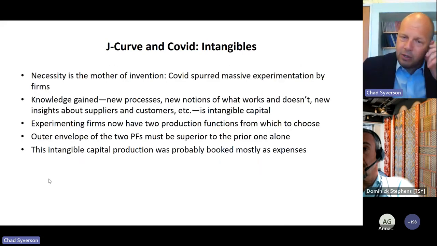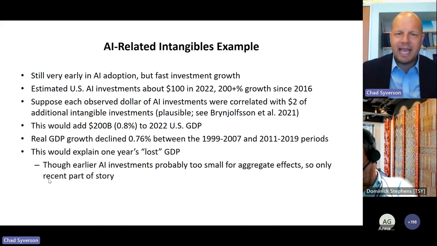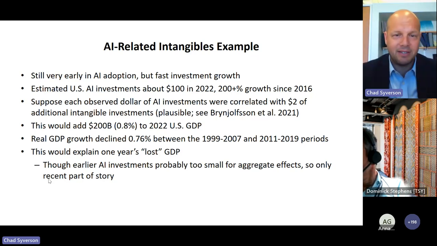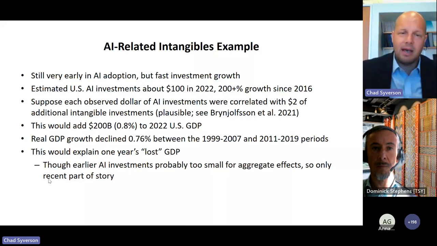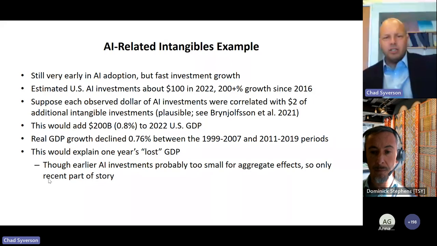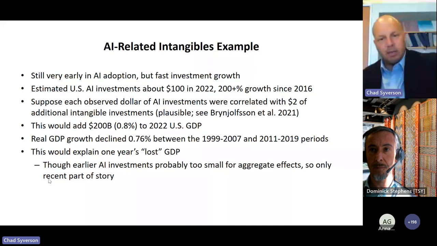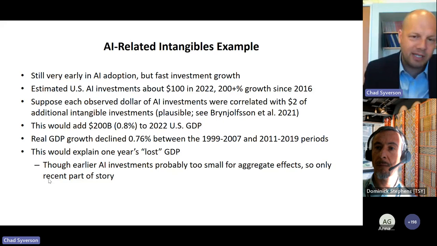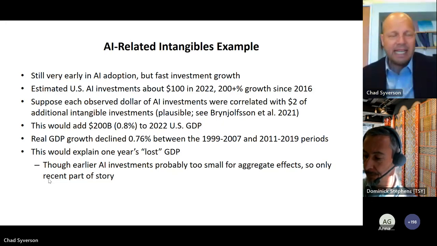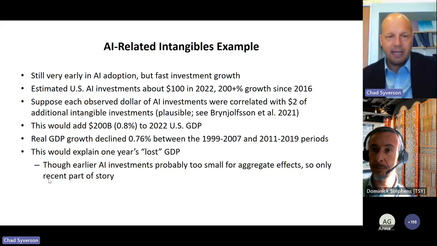Is it possible? Well, if you run some back of the envelope calculations, in 2022, for example, it's not implausible that in the US, there were perhaps $200 billion of intangible investments made in response to AI. $200 billion is about 0.8% of GDP that year. So if that's right, we are undercounting GDP and therefore undercounting productivity by about 0.8%. To give you an idea of how large that is, that was the average yearly slowdown in GDP growth during the pre-productivity slowdown period and the post-productivity slowdown period. In other words, we would reverse 1 year's worth of lost GDP from the productivity slowdown if we were indeed mismeasuring efforts to prepare for AI along these lines.